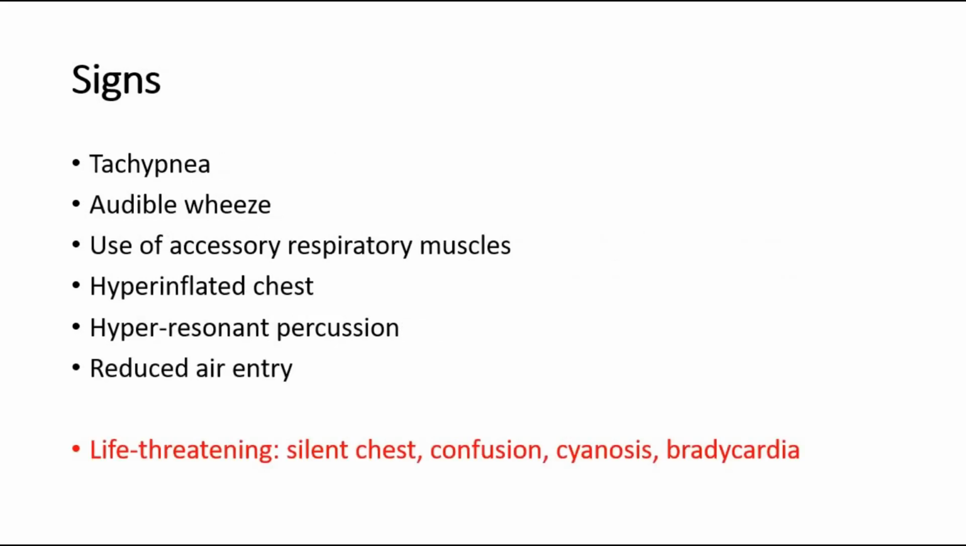On physical examination, the signs that we can look out for is look at the vital signs, expect to be tachypnic, hear for audible wheezing. On inspection of the chest, look for any use of accessory respiratory muscles. On inspection as well, we can also see a hyperinflated chest. On percussion, there will be hyperresonant percussion, and we can auscultate the lung, expect to hear reduced air entry.